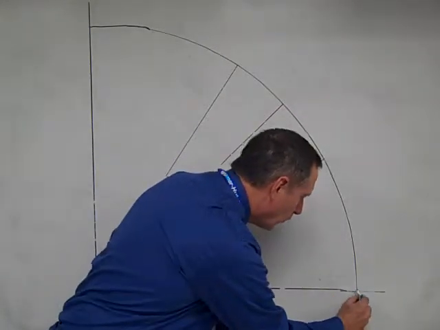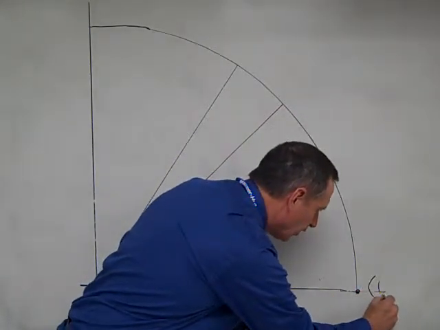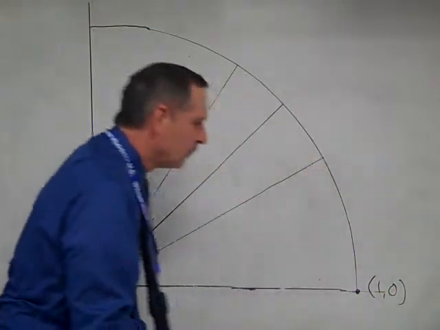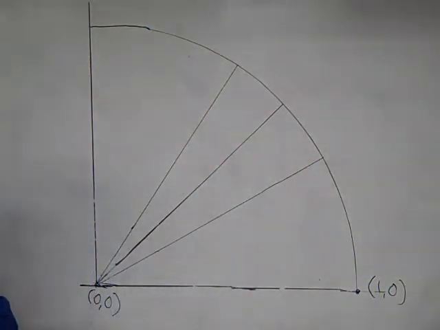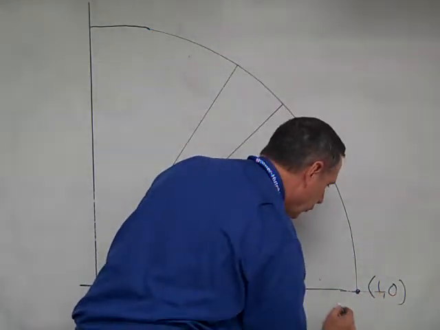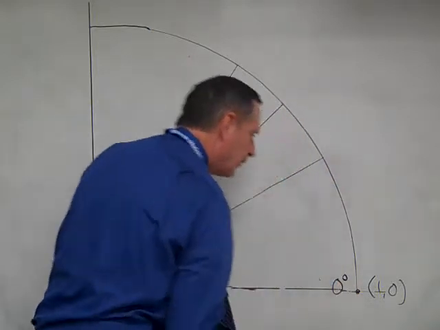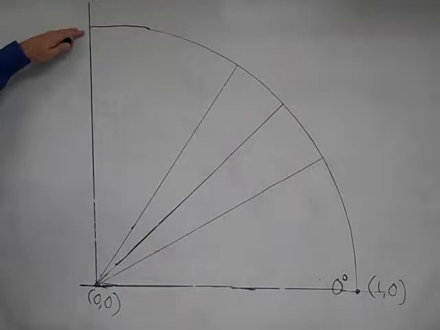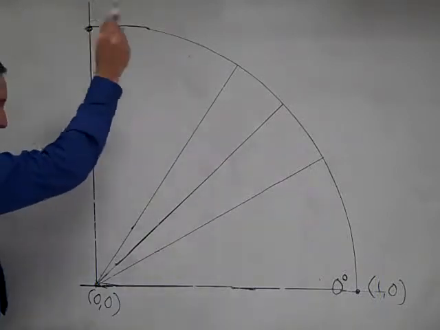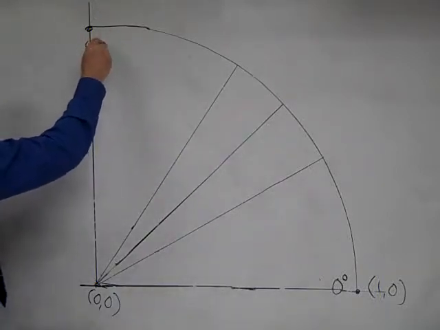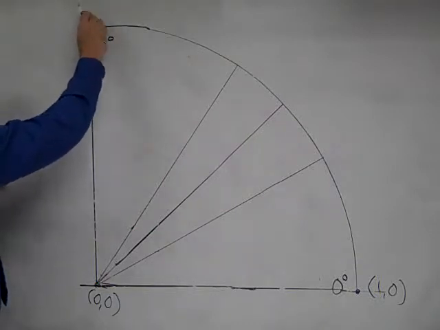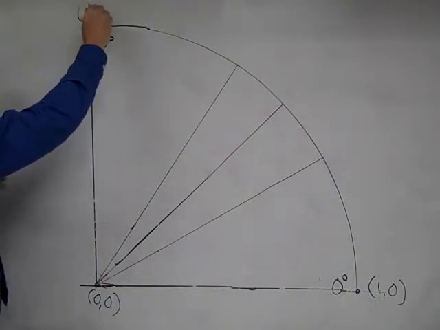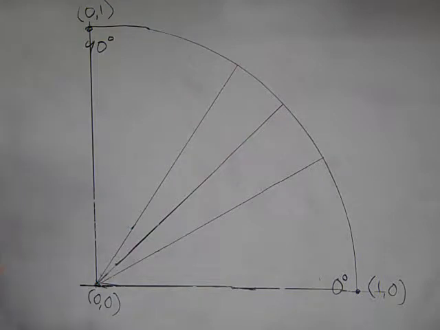(1, 0). How many degrees is that on a circle? It's 0 degrees, right? So we'll put 0 degrees here, just like that. What about at the top of the circle? It's going to be 90 degrees, and it's going to be (0, 1) as a coordinate. Right? So we have that.